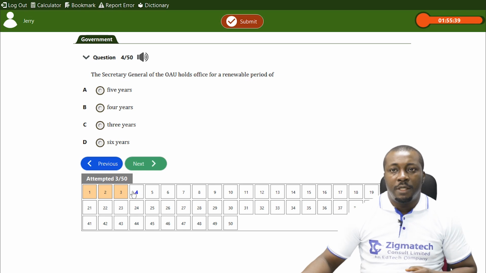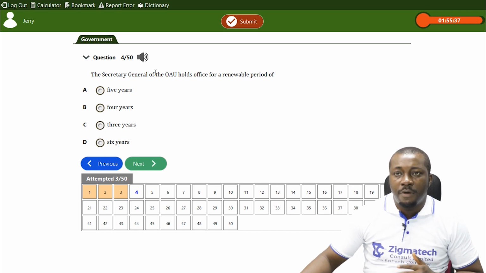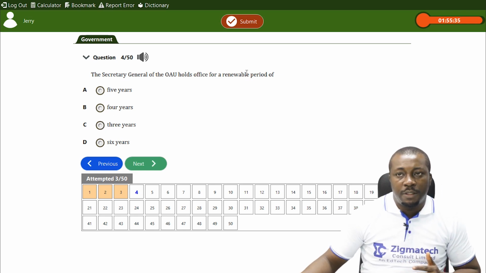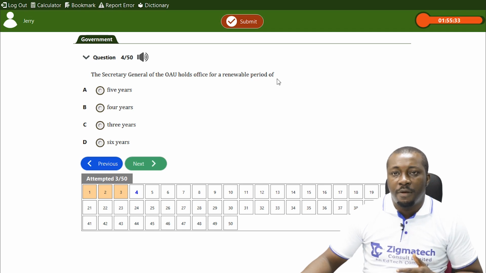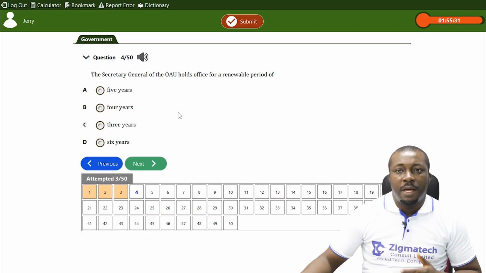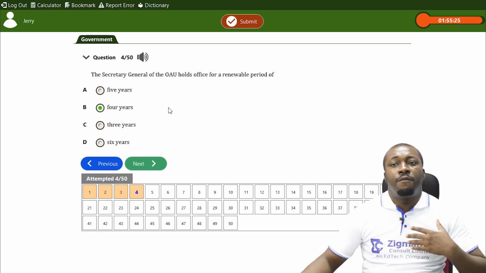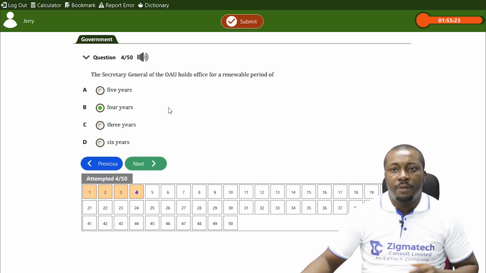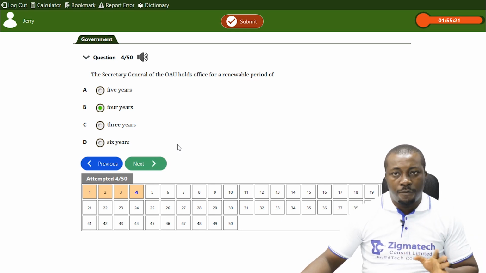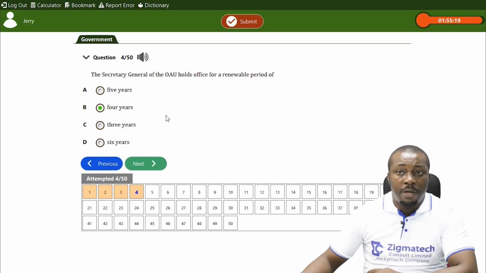The next question says, the Secretary General of OAU holds office for a renewable period of how many years? Now, this person holds office for 4 years, renewable for just one period. So it's just 4 years that the OAU chairman holds office. So B is the answer. It's not A, which is 5. It's not C, which is 3 years. It's not D, which is 7 years.